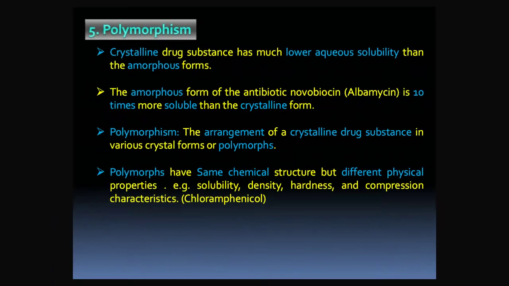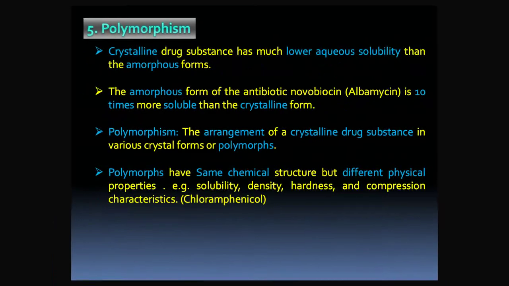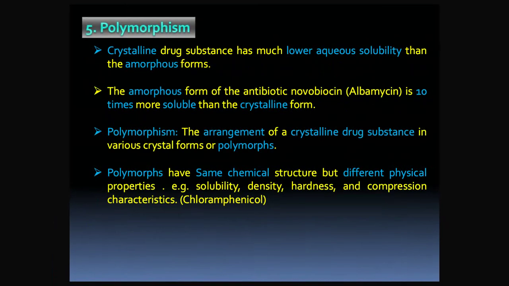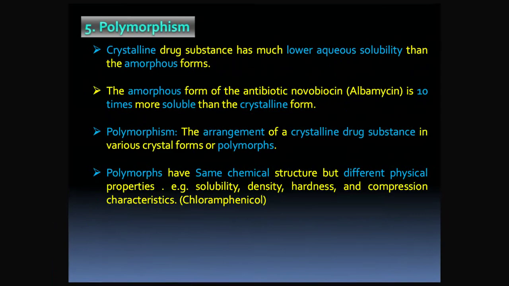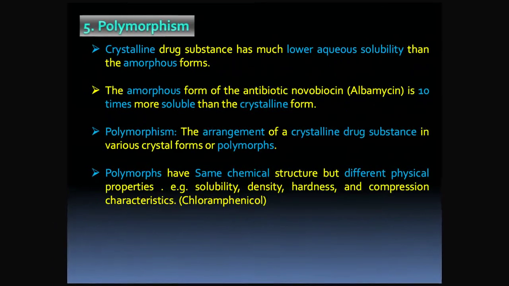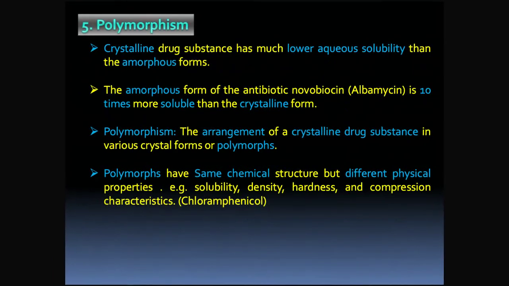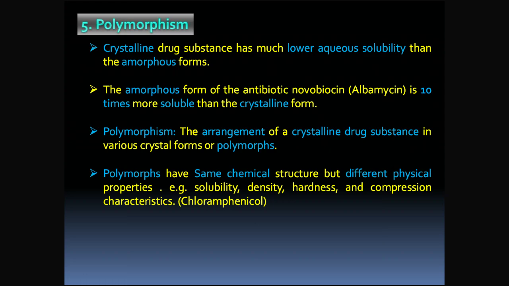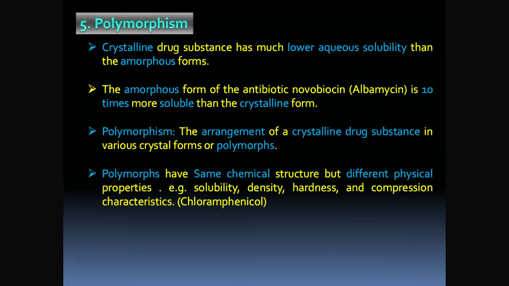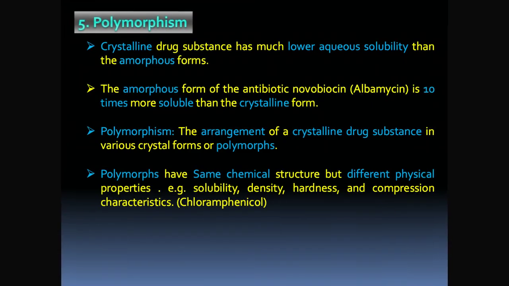Examine how the internal architecture of a solid drug dictates its ultimate fate in solution by distinguishing between crystalline and amorphous forms. While a crystalline lattice provides stability, its high lattice energy results in much lower aqueous solubility compared to the disordered, high-energy state of an amorphous form. For instance, the amorphous form of novobiosin is precisely 10 times more soluble than its crystalline counterpart, demonstrating how removing the rigid molecular framework drastically lowers the energy barrier for dissolution.